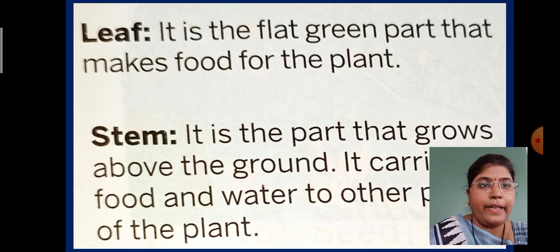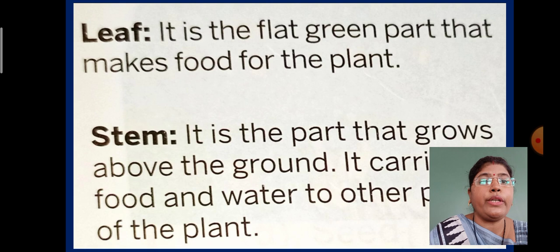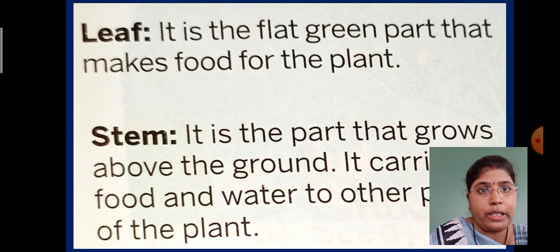Leaf, it is the flat green part that makes food for the plant, okay. It is the flat green part, and I know that everybody has seen the leaves, okay, and you touch them also. And I showed you, and I told you to touch the leaves, like last year, if you remember, if you didn't forget it. So it is the flat green part that makes food for the plant, and the main function of the leaf is to prepare food for the plant.